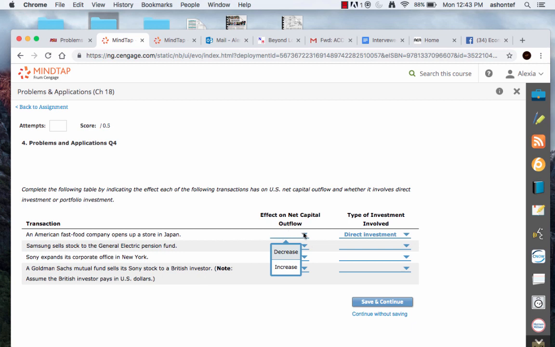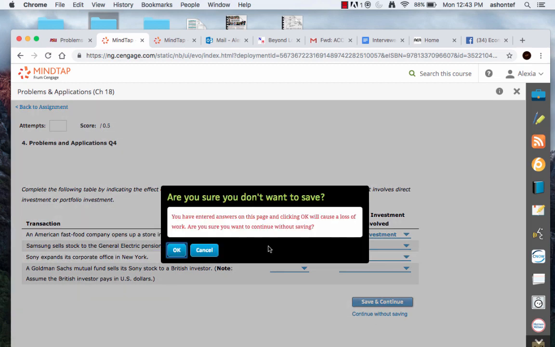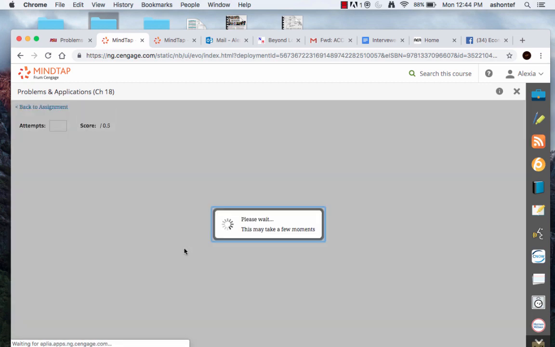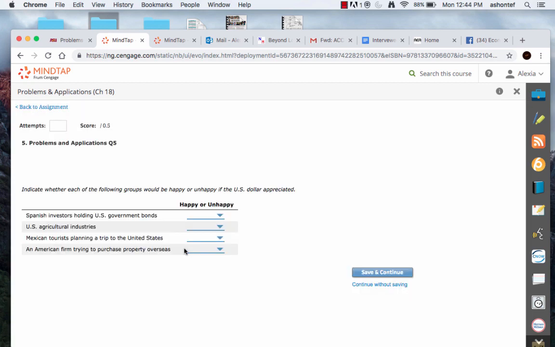So that's going to make it more positive of U.S. residents purchasing foreign assets, which is the first part of this difference. So it's going to increase our net capital outflow. So you'll just want to approach these questions in that manner. And I think with this guidance, you should be okay. And we'll continue on to the next question. So what is question number 5?